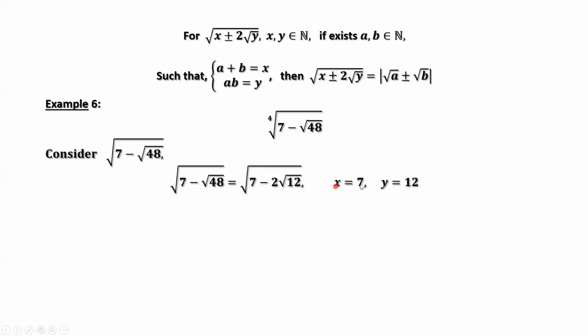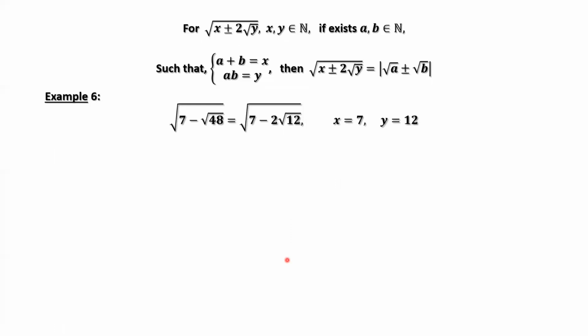X equals 7. Here's minus 2. Y is 12. Solve this system. We can see A equals 3, B equals 4. Or A equals 4, B equals 3.